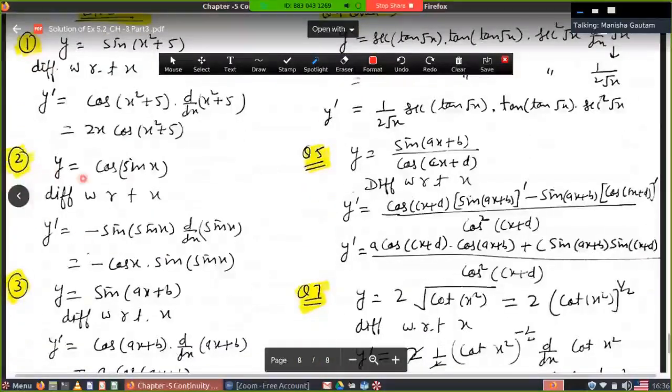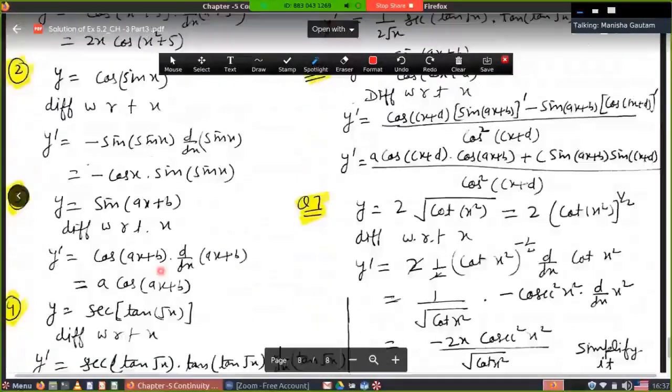Second question, cos of t. T is here sin x. Cos of sin x gives minus sin t, and then the derivative of t again. We are getting the answer, this one. Now you can apply the same formula on the third question: sin t, cos t, d by dx of t. T is ax plus b. The derivative of this is what? Only a.